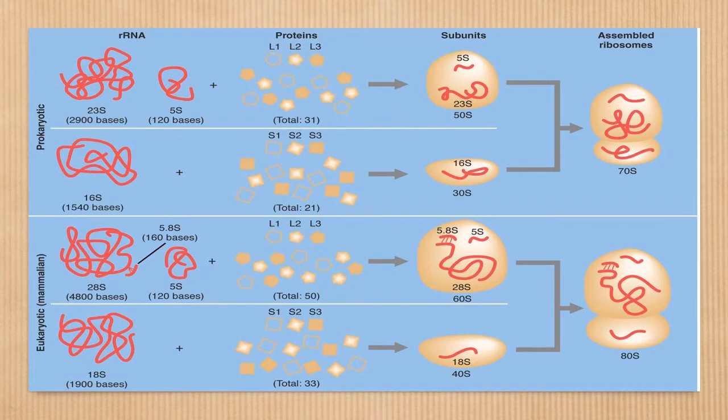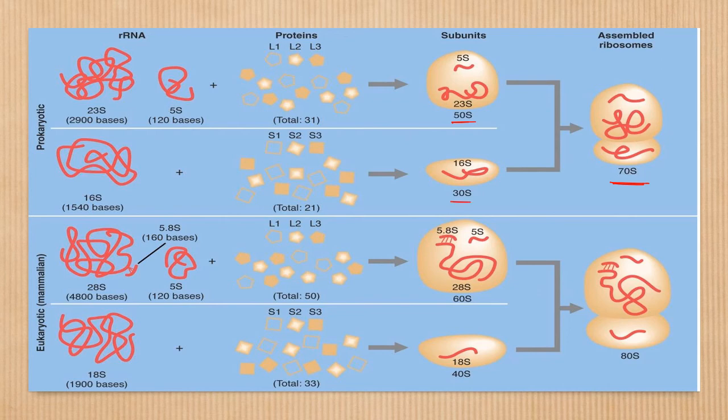So let's see the entire assemblage of the 70S and 80S ribosomes in respect to organisms. The 70S ribosome we will see in the prokaryotes. So how is it assembled? It is assembled with 3 to 1, that means it has two units, a smaller and a larger subunit. The larger subunit is 50S and the smaller subunit is 30S.